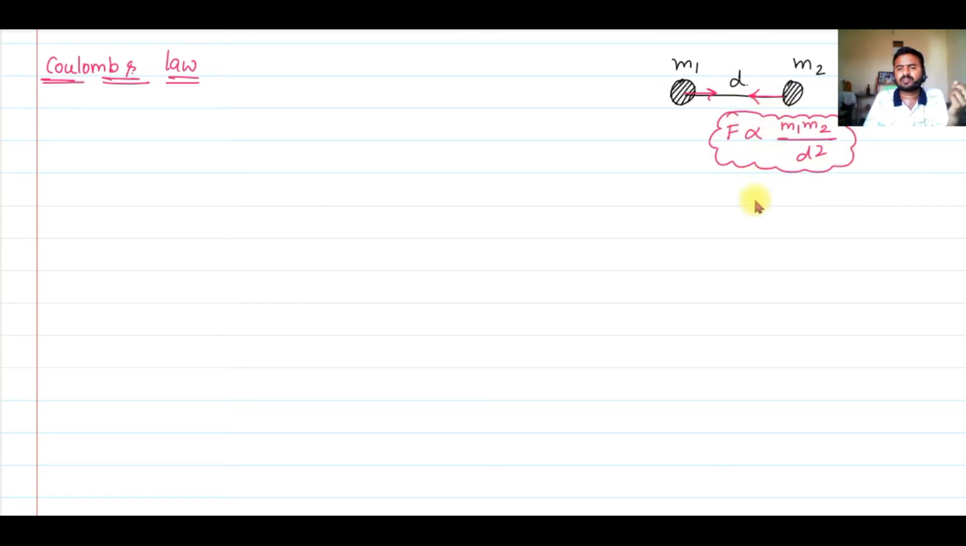Now if you remove this proportionality symbol, you have a proportionality constant, the universal gravitational constant G, so F = G m1 m2 divided by d square. So basically Newton's law of gravity gave us a formula to find the force between two masses. Now we all know that if two charges are there, like both positive charges, they will repel each other. Negative charges also will repel each other. Unlike charges will attract each other. So we know that there is going to be some amount of force between these charges.